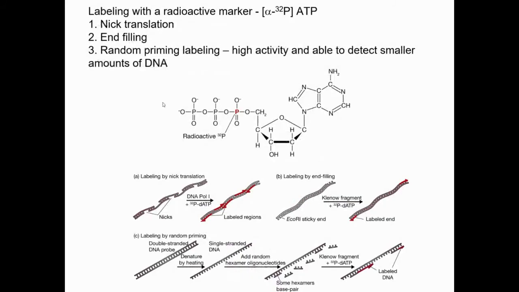Very good. So that's the labeling with the radioactive marker. And this is the example after the radioactive labeling. This is just an example of a Southern blot, which we will discuss later.